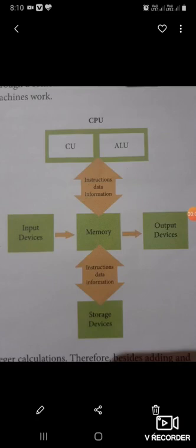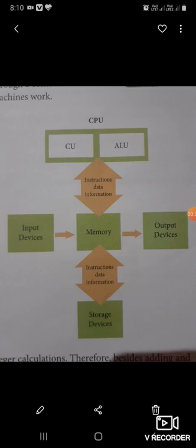A processing unit is also known as the central processing unit, CPU. It is called the brain of a computer because it does the work of a brain, like thinking and decision making. It performs the processing of a computer. It accepts input data, performs processing on that, and then gives an output as a result.